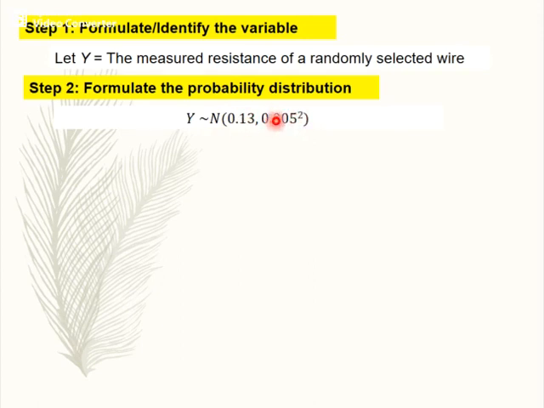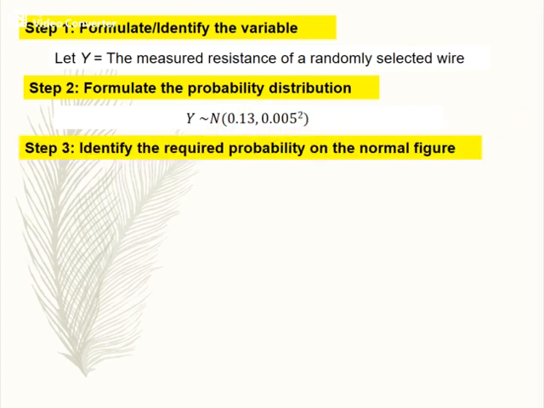Don't put the standard deviation. Put the variance. So in this case, the mean is 0.13 and then the variance is 0.005 squared. So don't just put 0.005 because that is not the variance. I'm emphasizing it because I see a lot of times students put the standard deviation instead of the variance, and that's not correct for this representation.